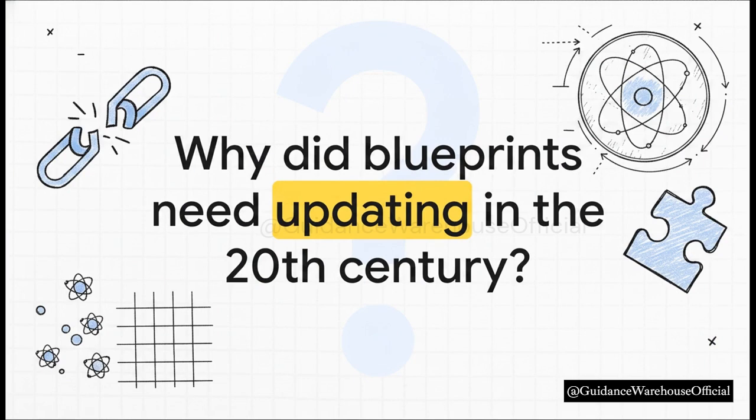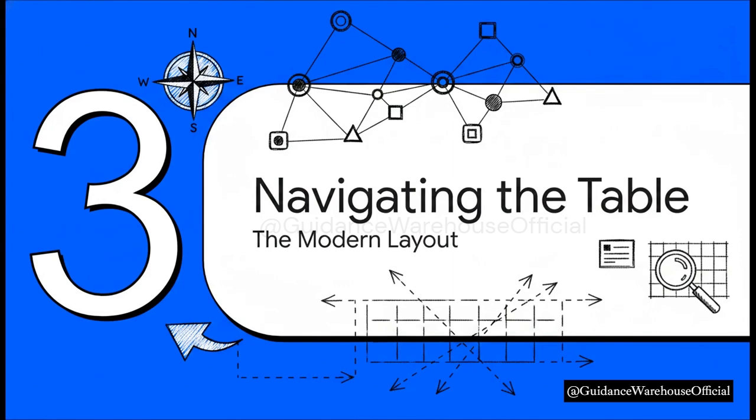But here's the catch. Grouping elements strictly by atomic mass, it actually wasn't perfect. There were a few really annoying inconsistencies. Which brings up a huge question. What was the missing piece of the puzzle that required us to update this blueprint in the 20th century? Well, we find that answer in Section 3, Navigating the Modern Table.